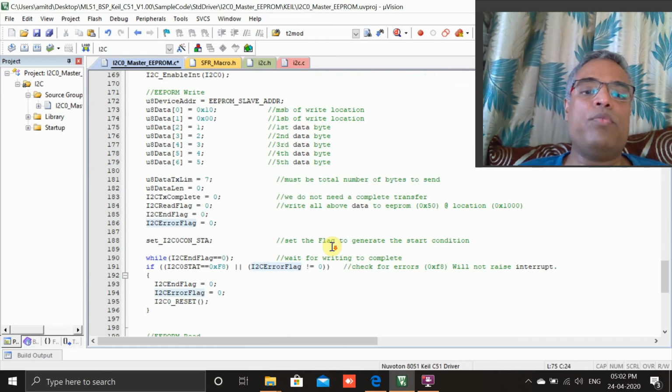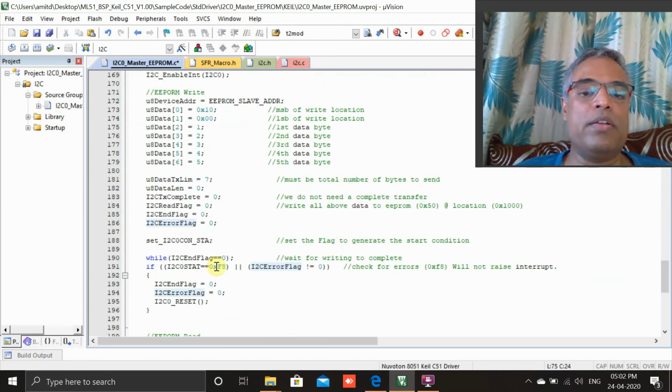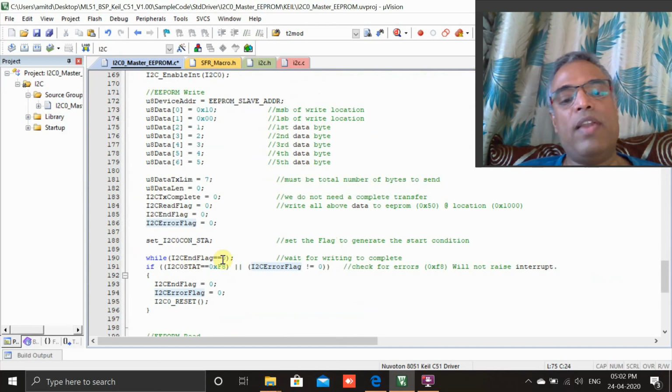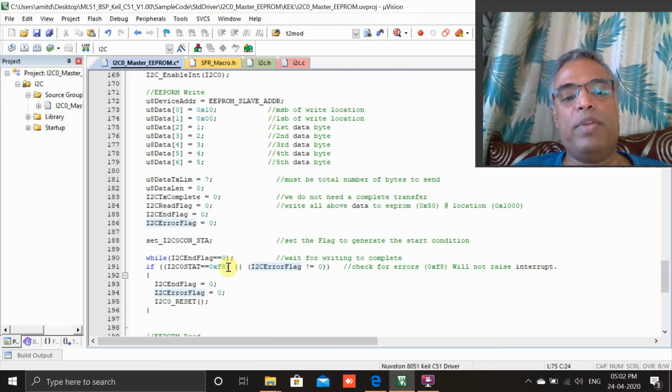All the data that was meant for the EEprom is going to be written, and here I'm waiting while I2C end flag is equal to 0. I'm going to wait for all the transactions to complete. Once that is done, I'm going to check whether it's F8, which means okay, everything was completed successfully, I'm done here, or there was an error.